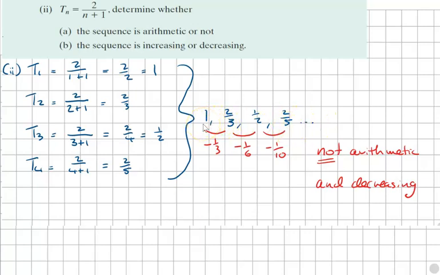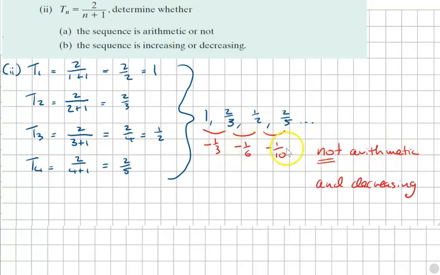So then we find the difference between the terms. To get from 1 to 2/3, we're subtracting a third. To get from 2/3 to a half, we're subtracting a 1/6. And to get from a half to 2/5, we're subtracting a 1/10. So we can clearly see that the difference is not the same. It's a different number each time. So therefore it's not arithmetic.